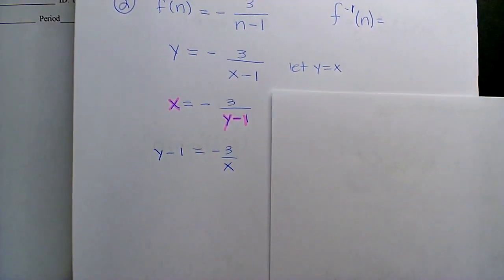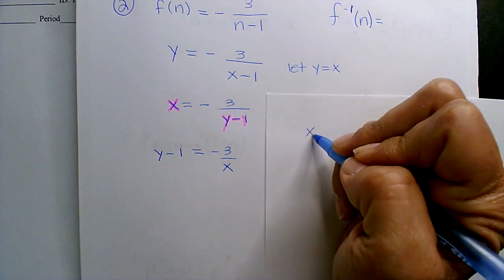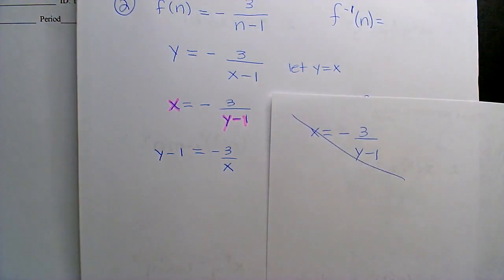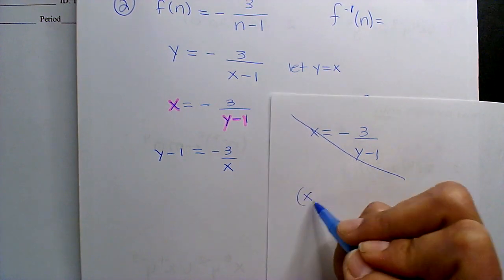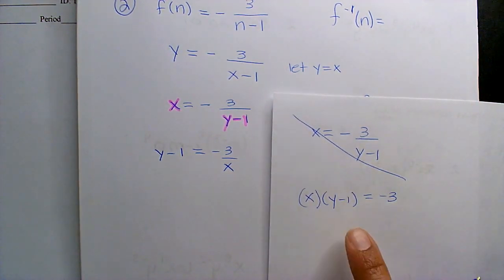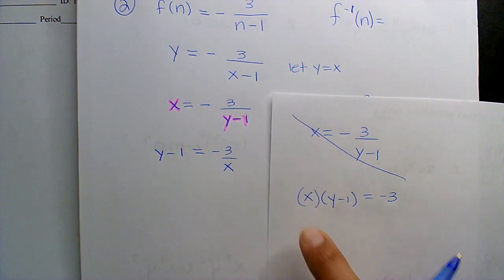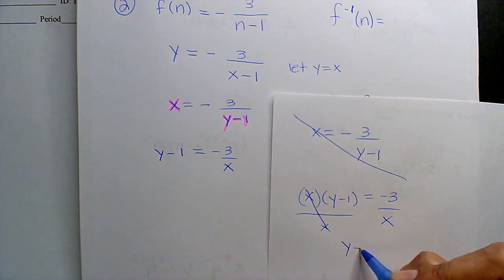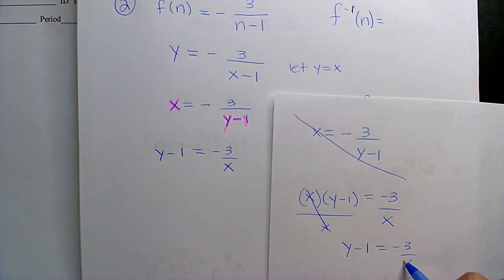I write too much. The cross product property would tell you to multiply diagonally. So what is x times y minus 1? It is equal to negative 3. Okay, well, I want to isolate y. So this one's my problem. So I'm just going to divide out the x. And I get y minus 1 is equal to negative 3 over x. And so I'm right back to where I started.